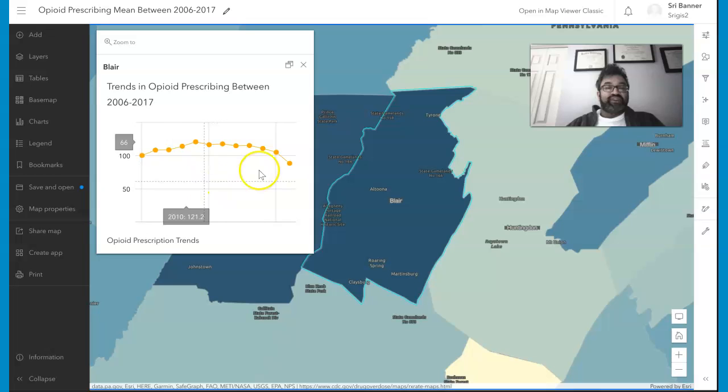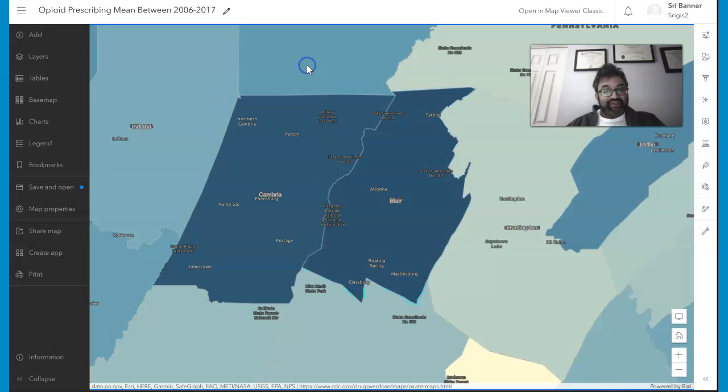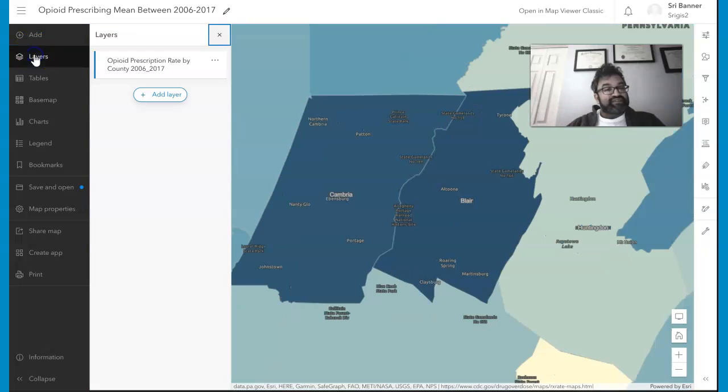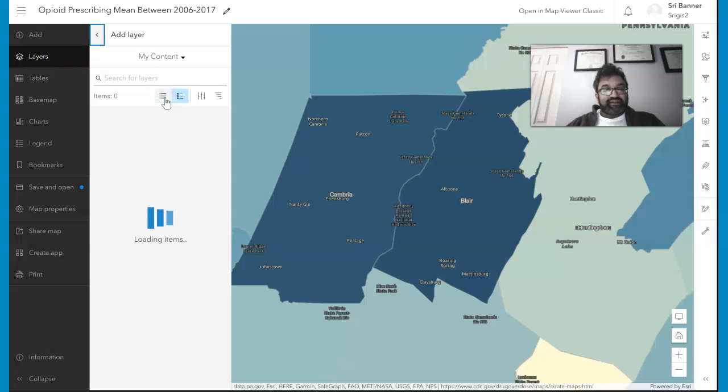But I actually created this line graph myself, and if you wanted to look for additional potential opioid maps, the way you would do that really is you would go into Add Layer, and then potentially in Living Atlas or ArcGIS Online, look for a potential layer, and then go from there.